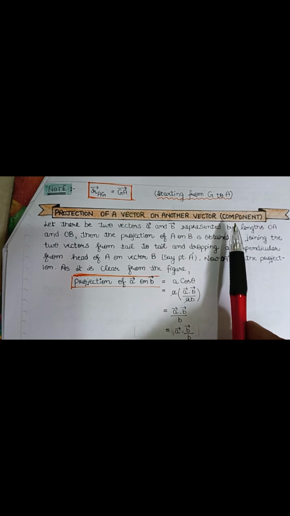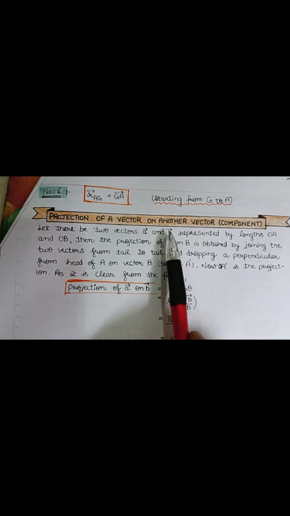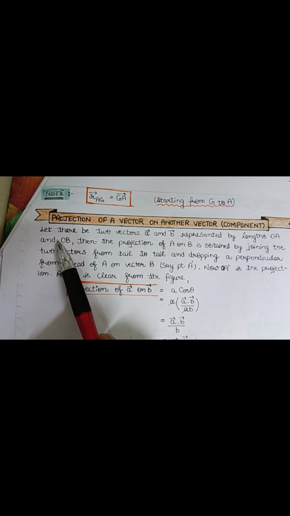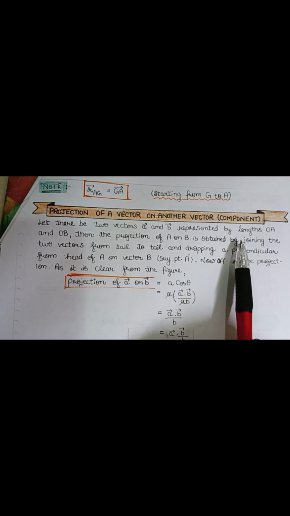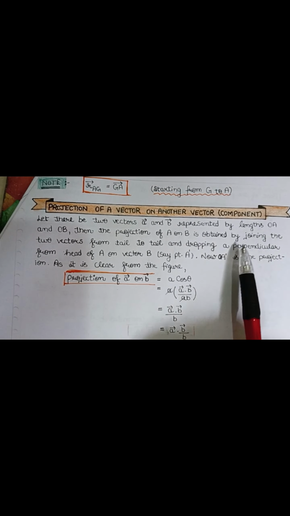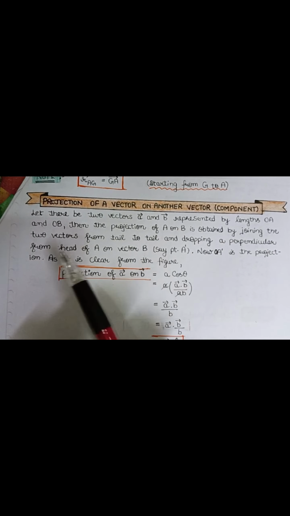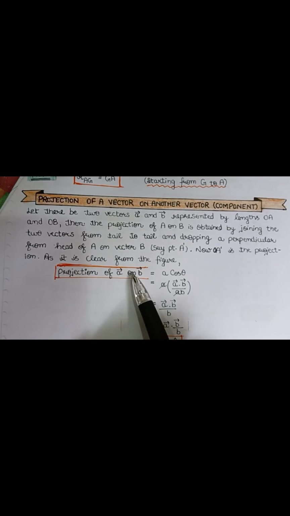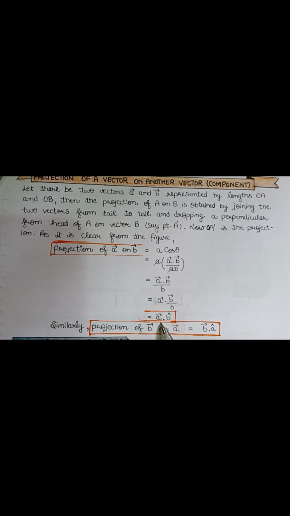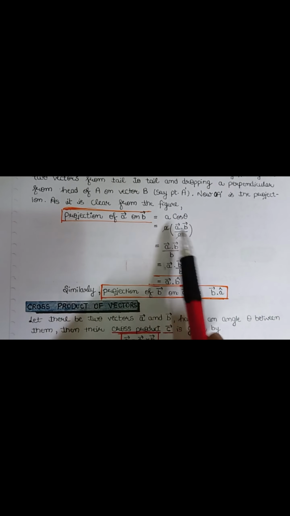Projection of a vector on another vector, or component. Let there be two vectors, A vector and B vector, represented by lengths OA and OB. Then the projection of A on B is obtained by joining the two vectors tail to tail and dropping a perpendicular from the head of A on vector B, say at point A. Now OA is the projection. As is clear from the figure, the projection of A on B is equal to A cos theta, which is equal to A vector dot B unit vector, or projection of A vector on B is equal to A vector dot B cap. Similarly, the projection of B vector on A vector is equal to B vector dot A unit vector, or projection of B on A vector is equal to B vector dot A cap.